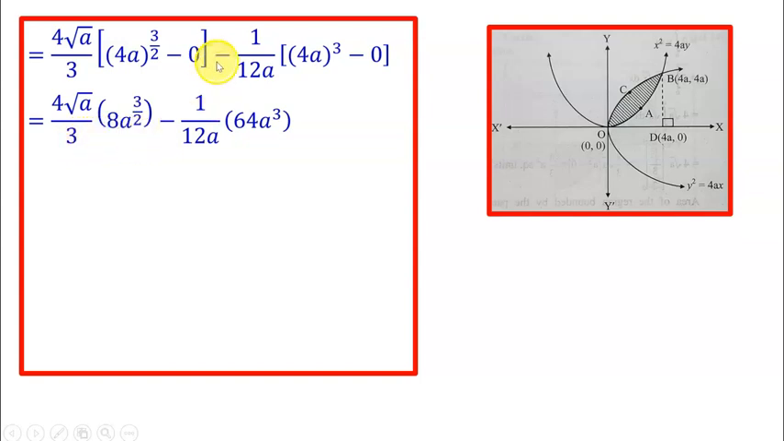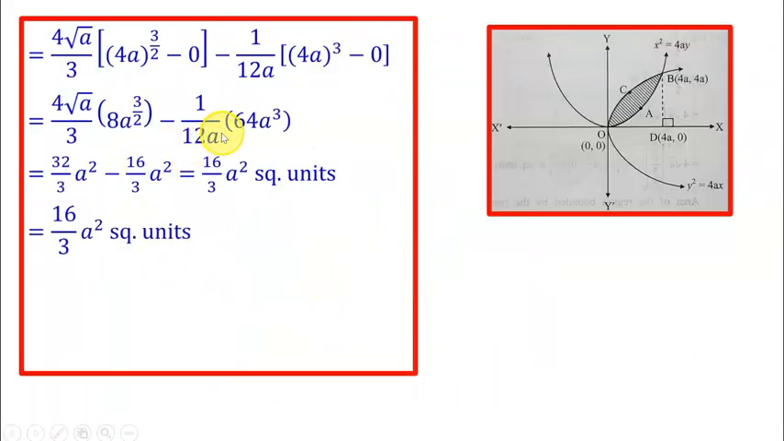This is clear here. Minus 1 upon 12a into 4a raised to 3 means what? 64a cube. Okay. And after simplifying here, 8 into 4 means what? 32 upon 3 a square. Root a into a raised to 3 by 2 means what? a square. Next is 64 upon 12. Then after simplifying, you will have 16 upon 3. Okay. 16 upon 3.